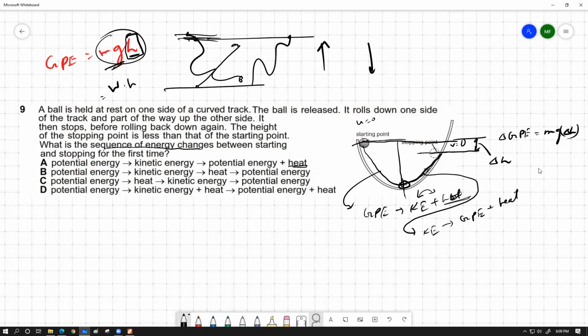Option C says potential energy converts into heat energy, which converts into kinetic energy and potential energy. It is obviously not correct. D says potential energy goes into kinetic energy plus heat, which also converts into potential energy plus heat. So this is, in my opinion, the best option that we have.